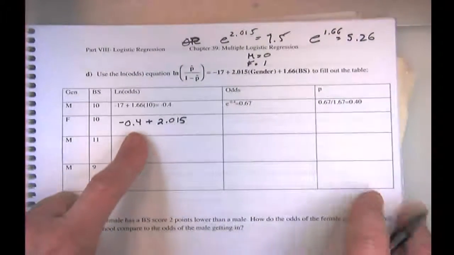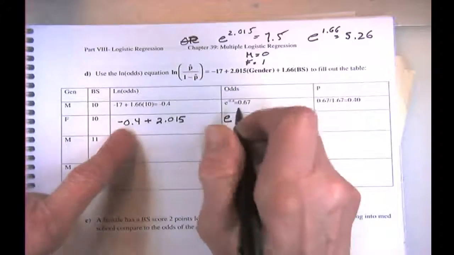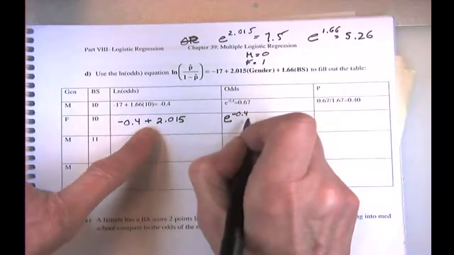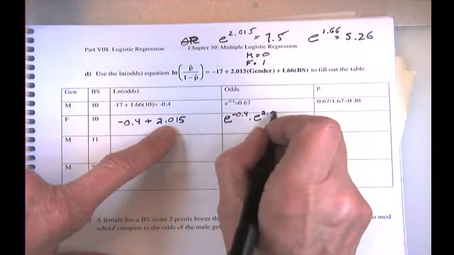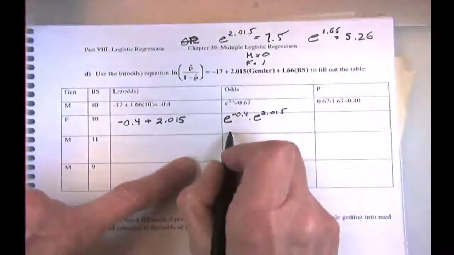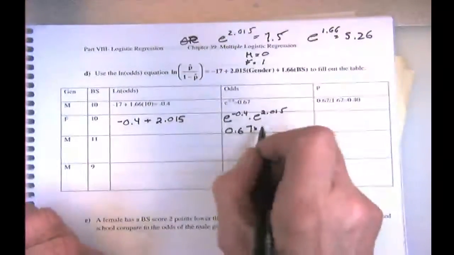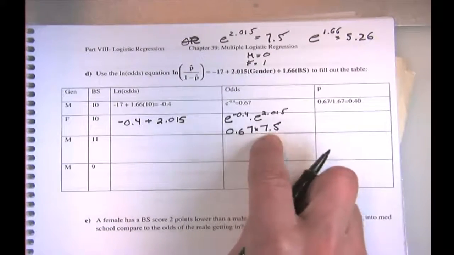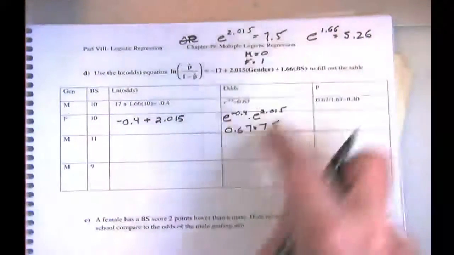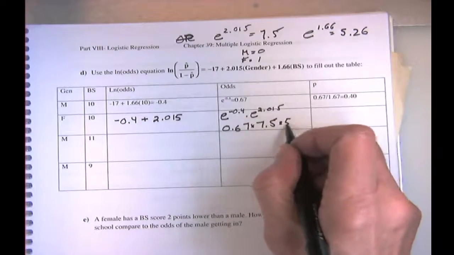So I just want to show you how that plays out. Here, when you exponentiate that, you're going to get e to the negative 0.4 times e to the 2.015. But that's the same thing as whatever we got there, 0.676 times 7.5. I just want to show you where this plays in. Knowing this, you can just say, okay, 0.67 times 7.5, and I got 5.025.